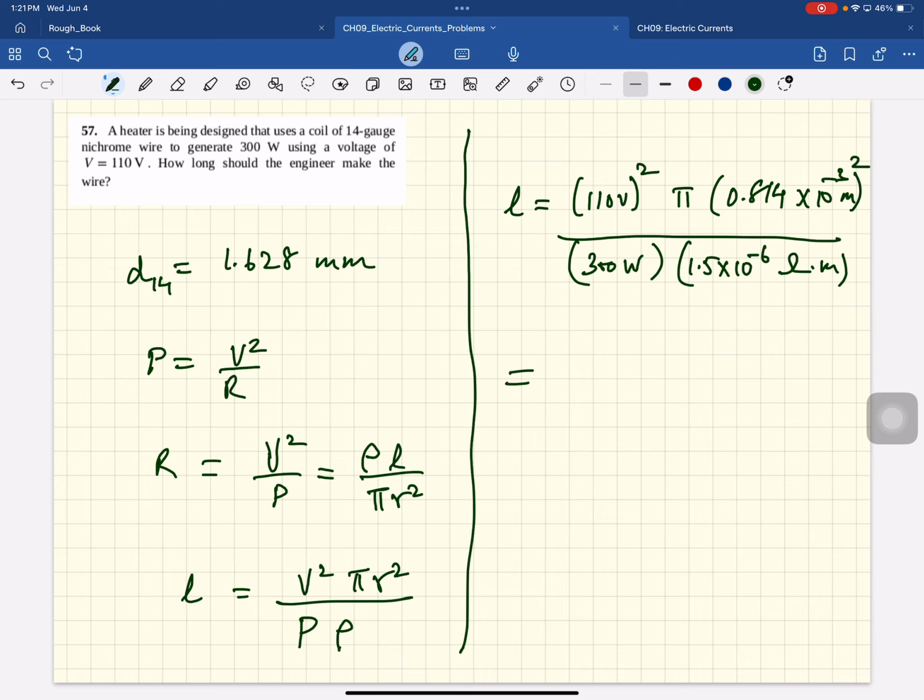All right. Let's take care of powers of 10. That's 10 to the minus 6. That cancels with that. Okay, so it's 110 square times pi times 0.814 square and 300. And this should all work out to meters.